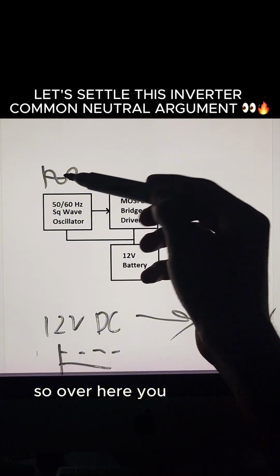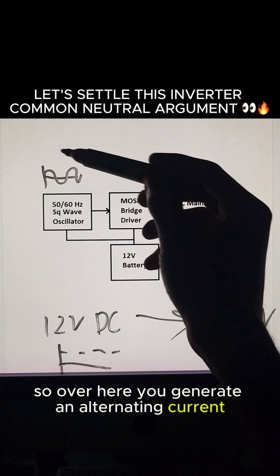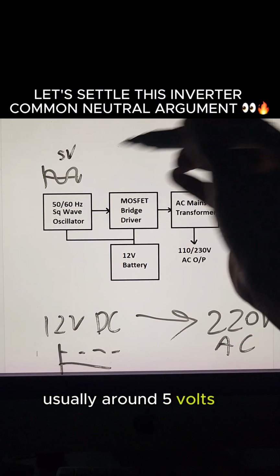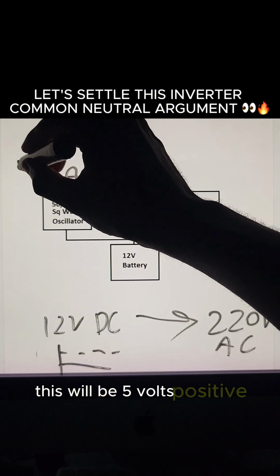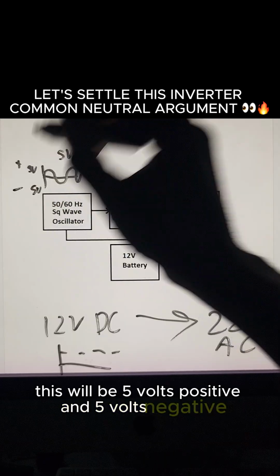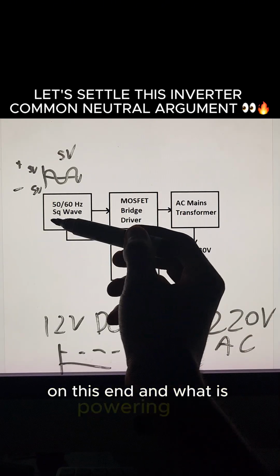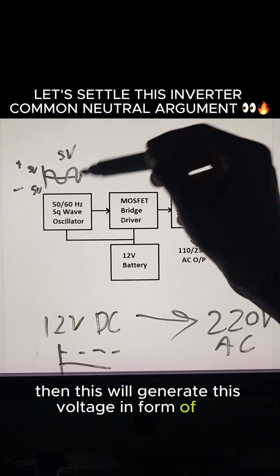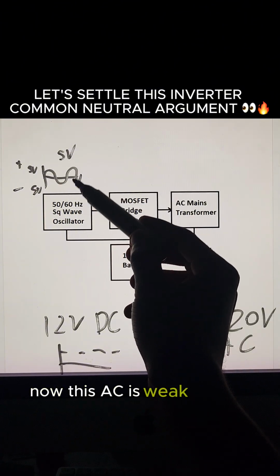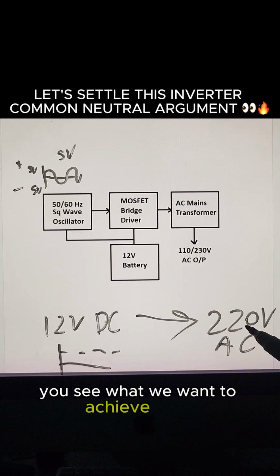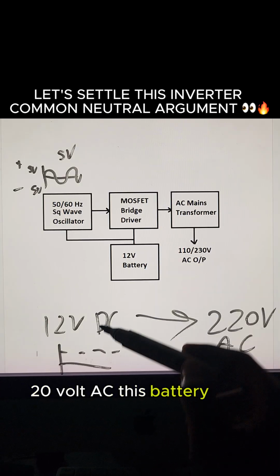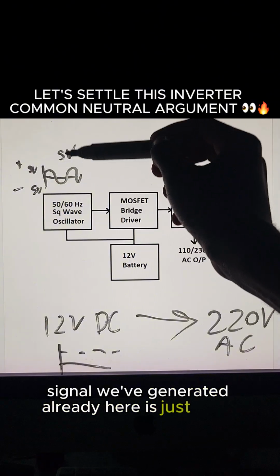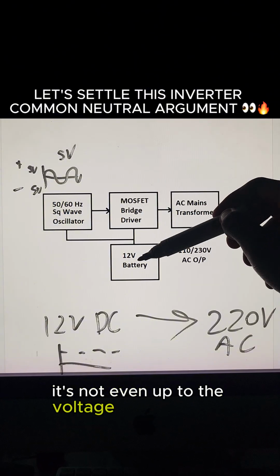So over here, you generate an alternating current, but the signal will be very weak, usually around 5 volts. So this will be 5 volts positive and 5 volts negative on this end. And what is powering this? The battery. Then this will generate this voltage in form of AC. Now this AC is too weak for what we want to do. You see, what we want to achieve is a 220 volts AC. This battery is a 12 volts battery. The AC signal we've generated here is just 5 volts. It's not even up to the voltage of the battery.